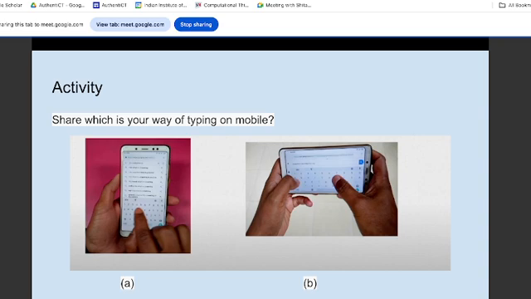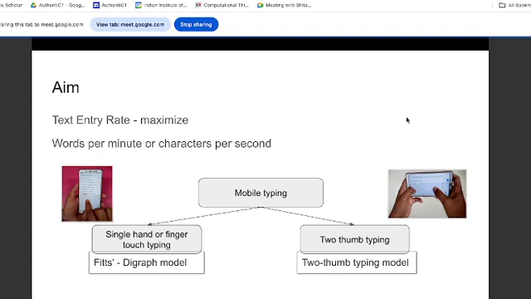So now we want to model how mobile typing is done for the people. So the aim is for us to make our user layout for the typing activity. The aim is to make the text entry rate maximized, so that typing will be faster, in simpler words. So words per minute or characters per second we want to increase. There are two types of typing. The first one we have seen is single hand or finger touch typing, and the second one is two thumb typing. To model the single hand or finger touch typing, we have Fitts digraph model, and to model the two thumb typing, we have two thumb typing model.